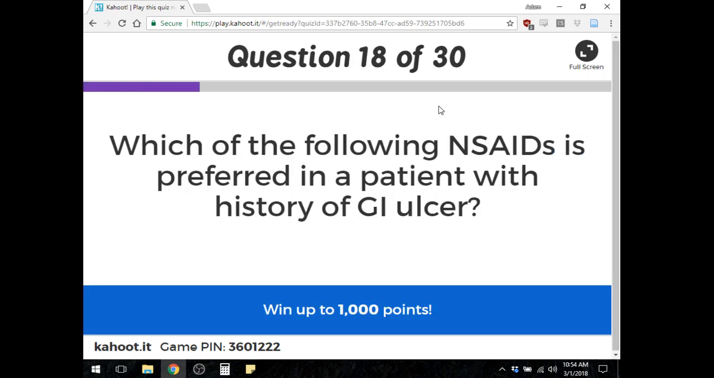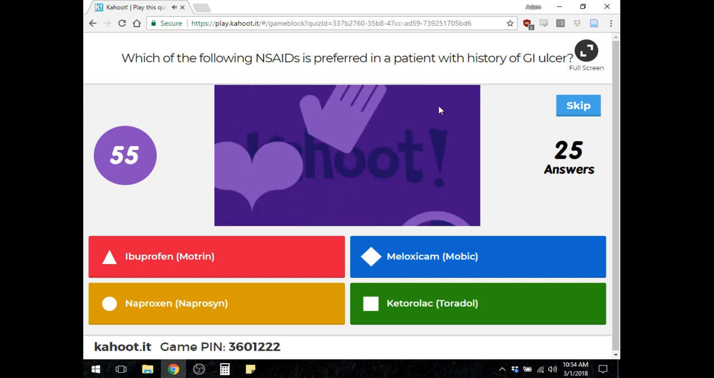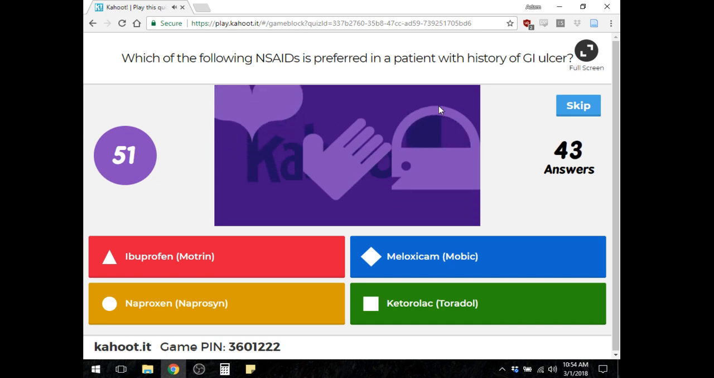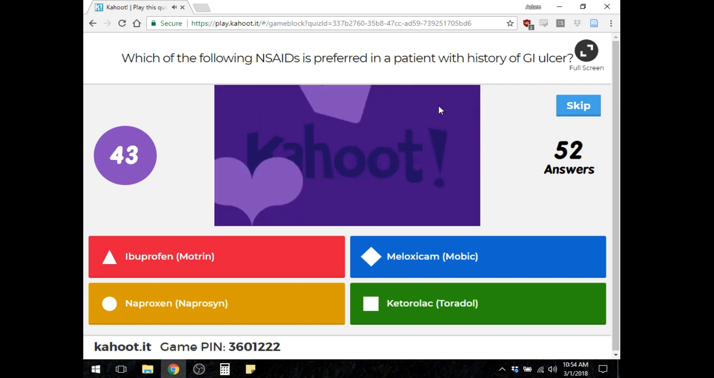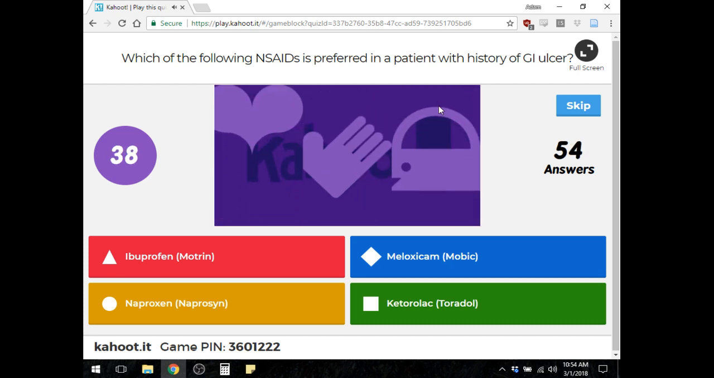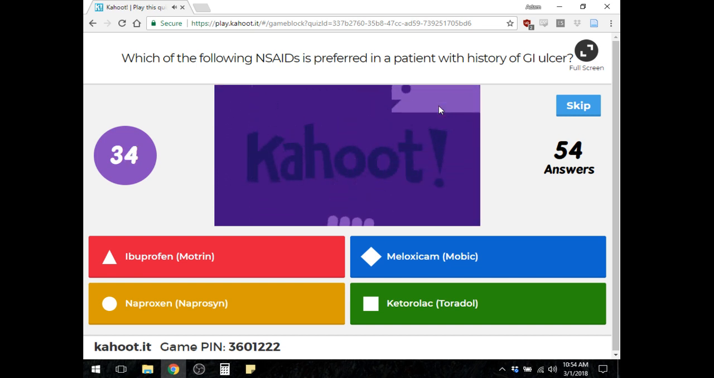Which of the following NSAIDs is preferred in a patient with a history of GI ulcer? They had this high-risk GI history. What do you think would be best for them? Because the one go-to option you would think of is not on there. What would that be? Celebrex. Celebrex, yes. Celecoxib would be the one. Why would you go with that one? COX-2 inhibitor, absolutely. Okay, so which one of these, thereby, are going to have some COX-2 inhibition? Some preference for COX-2 inhibition, right? Because, again, selectivity is all relative.